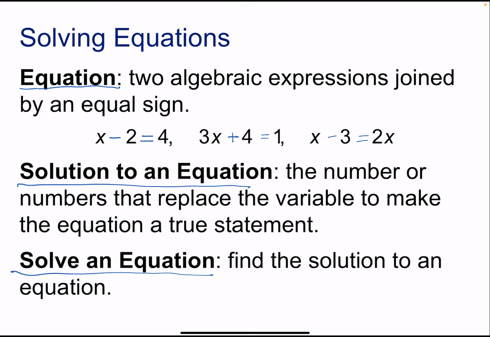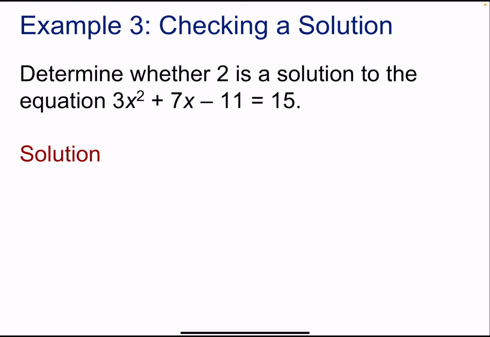So to solve an equation, of course, means that you carry out the steps to find the solution, the value of the unknown, as a solution to the equation, okay? So let's look at the example here. What we first try to understand is what we mean by a value being a solution to an equation. So the example here is we want to determine whether 2 is a solution to the equation as shown here.